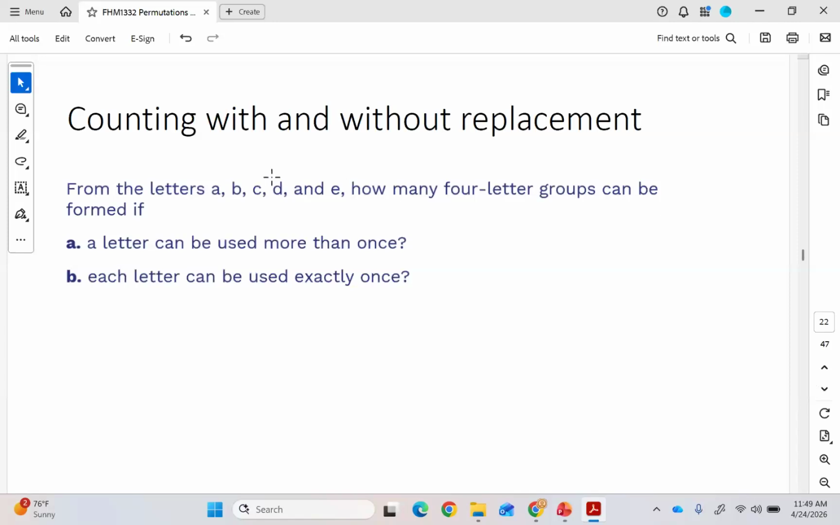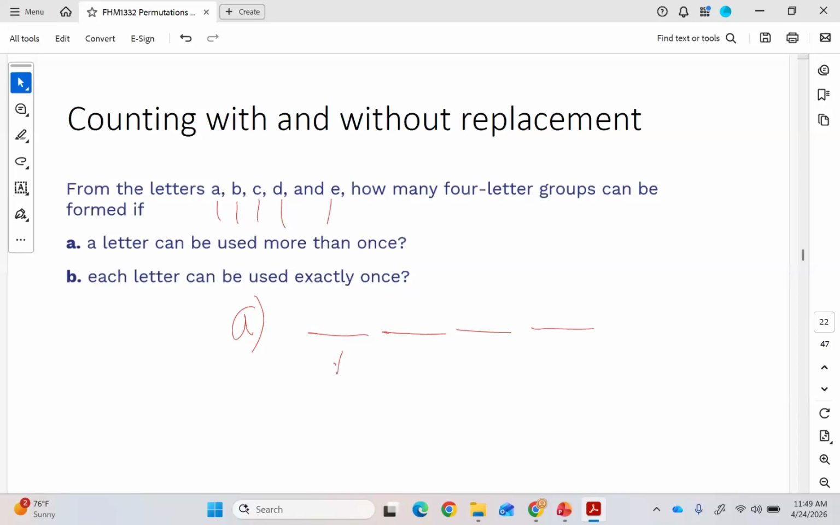Another question using the counting principle says: from the letters A, B, C, D, and E, how many four-letter groups can be formed if (a) a letter can be used more than once, and (b) each letter can be used exactly once? To answer (a), I want to form groups of four letters, and I have a total of five: one, two, three, four, five.